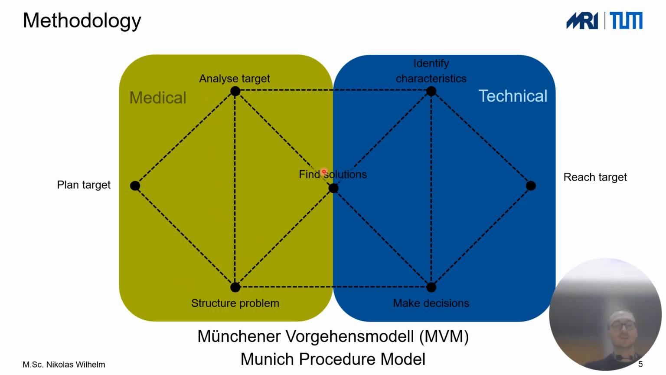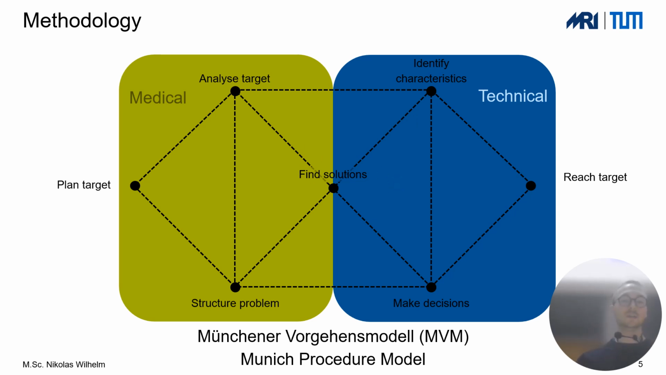Then the interconnection between the medical and technical side is to find a solution that is capable of mediating between the two. To do that, we need to identify the main characteristics of our problem. Then at some point we need to make central decisions. And finally, we need to make sure that we are capable of reaching our targets in the final stage. You can see that all these graph nodes are interconnected, so this can be a process where we repeat all of these steps.